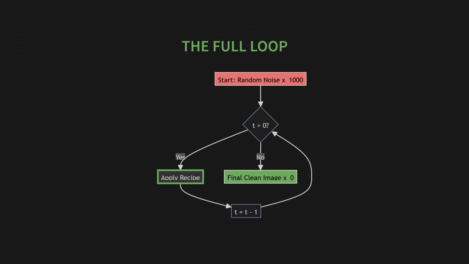We just put those 3 steps into a loop. As you can see in this diagram, we start with random noise, x, at step 1000. Then we ask, is t greater than 0? Yes, it is. So we apply the recipe. Then we update t to be t minus 1, and we go back to the top. Is t greater than 0? Yes. Apply the recipe. Update t. Over and over and over again for 1,000 steps, until finally t is not greater than 0, and we exit the loop with our final clean image, x sub 0.